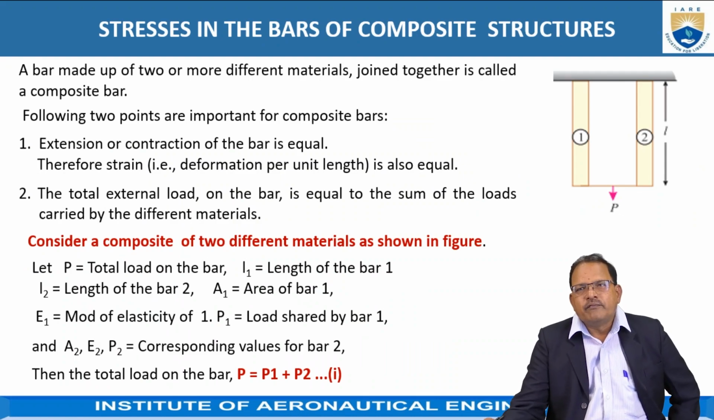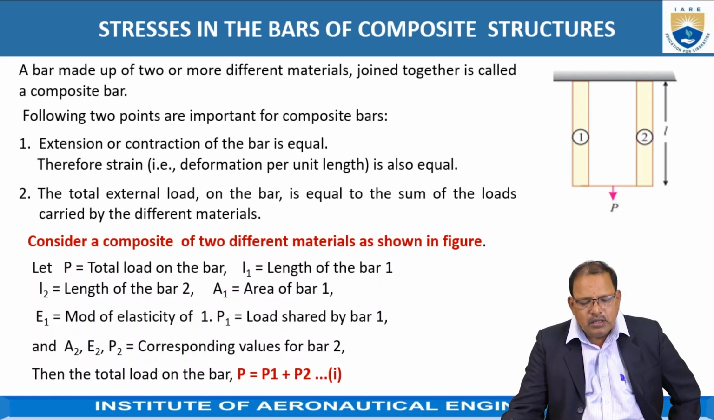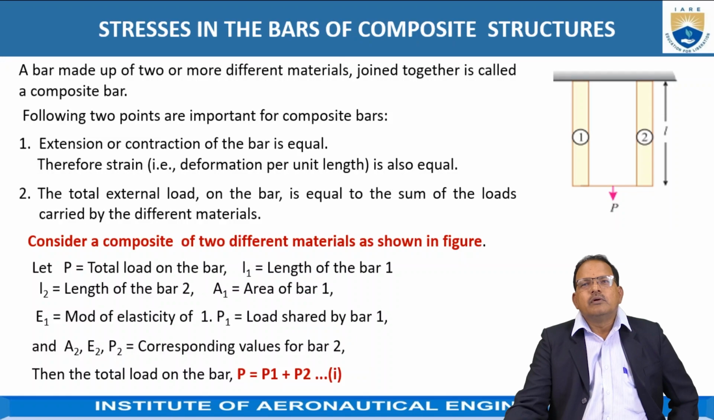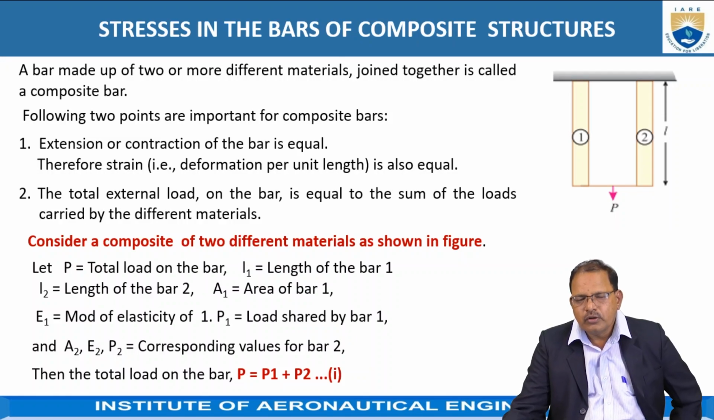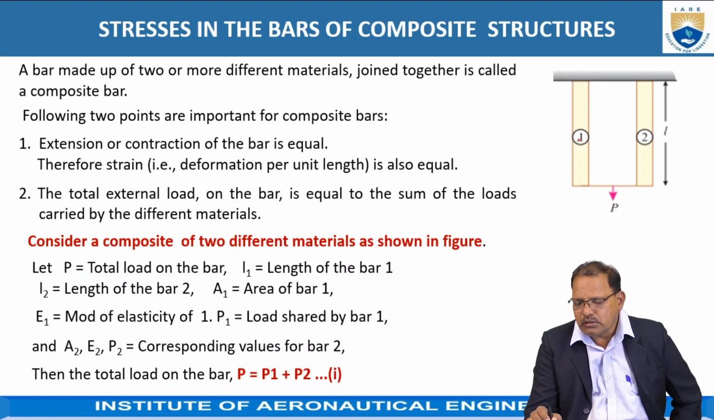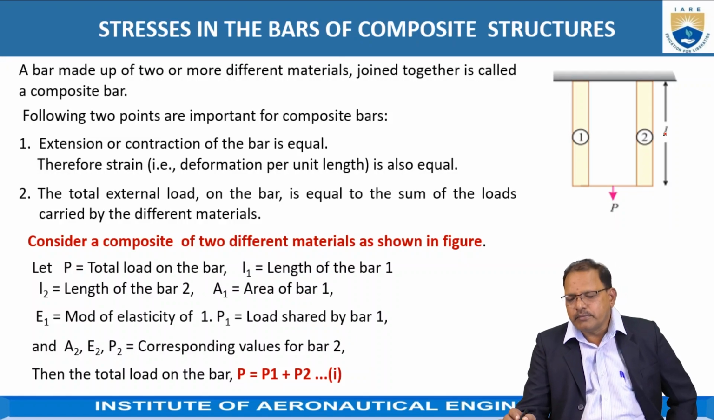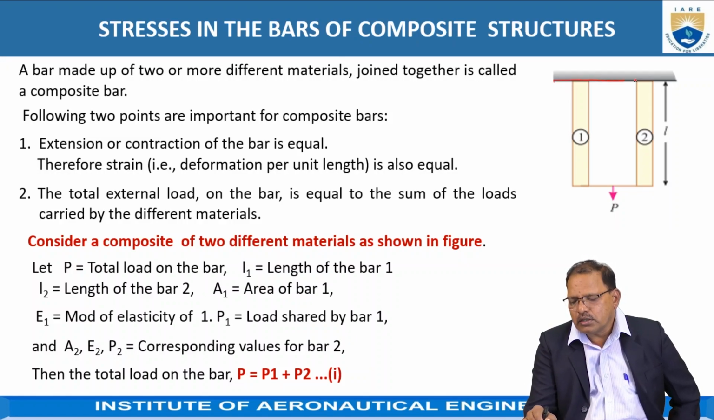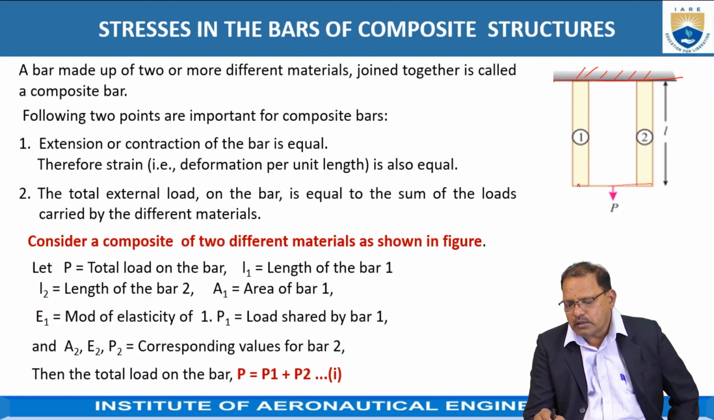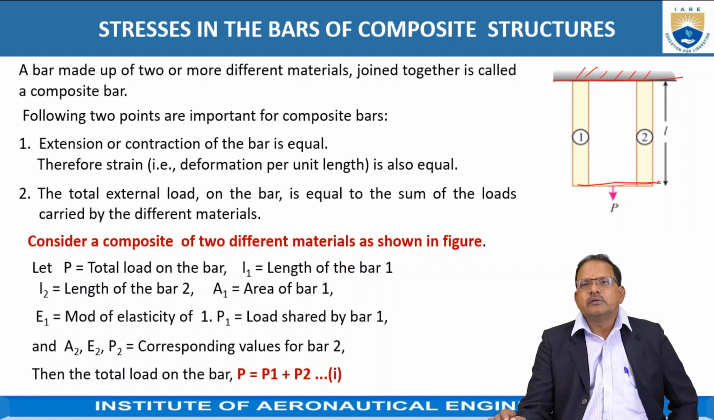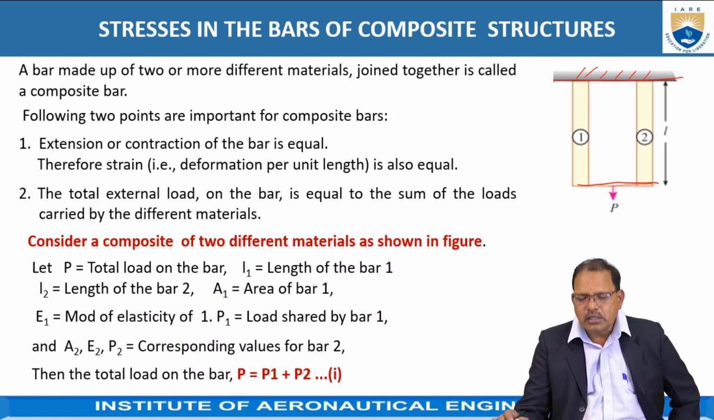Stresses in the bars of composite structures. A bar made up of two or more different materials is joined together at both ends. Here one represents one material and the second represents another material. They are joined together at one position, and again joined at the bottom position. After that, they are subjected to the same load as shown in the figure. This type of bar is known as a composite bar.